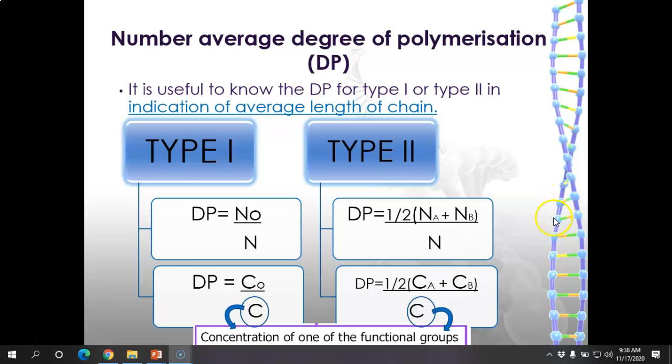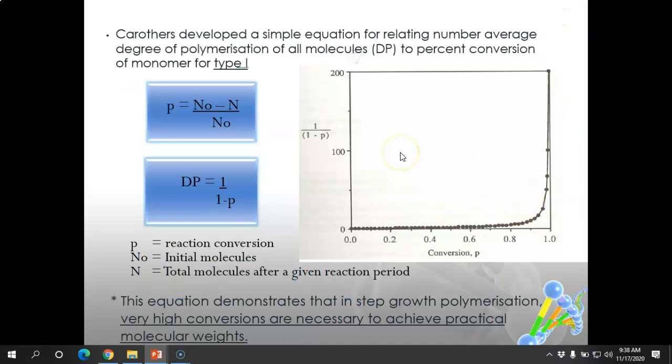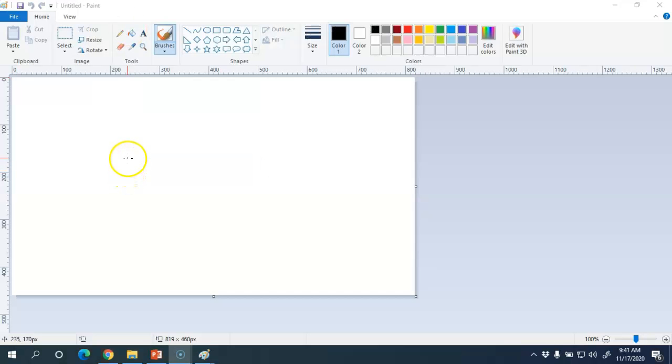Don't worry too much about the equation, I will explain later. Carothers developed a simple equation relating the number average degree of polymerization of all molecules to the percent conversion of monomer for type 1. I will explain the equation in this writing. Hope you can understand it.